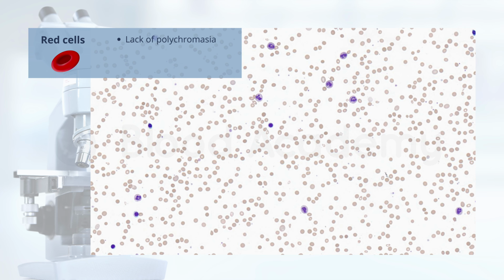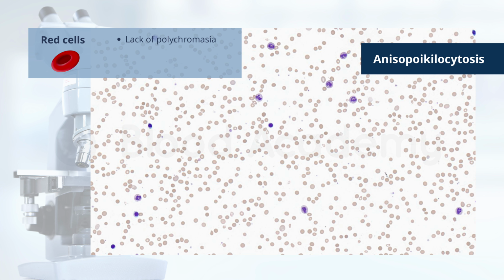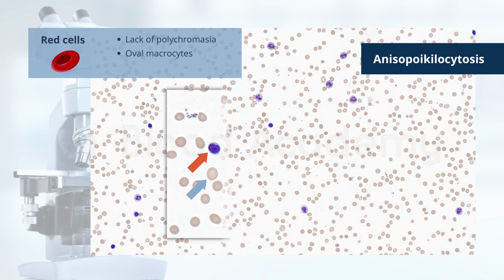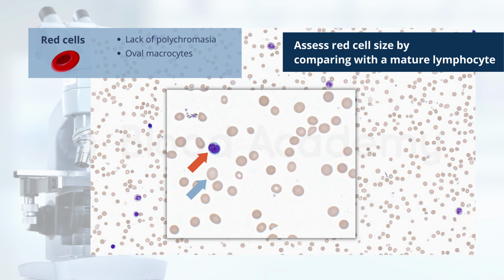One thing that is prominent is the absence of significant polychromasia. There are some reticulocytes, but overall this is disproportionately low for the anemia seen. The red cells show a significant variation in size and shape, otherwise known as anisopoikilocytosis. It's important to assess the red cell size. Along with the mean cell volume, this can be done by comparing the red cells to a reference cell.